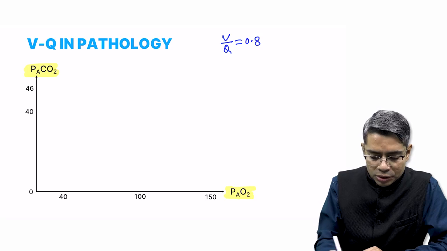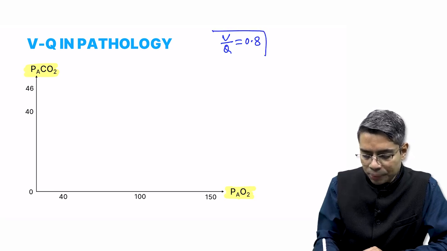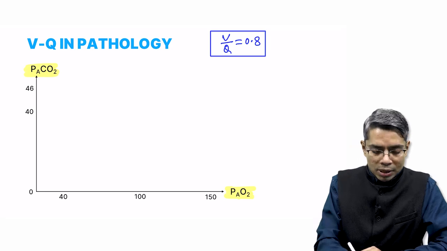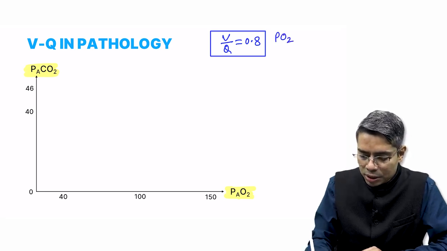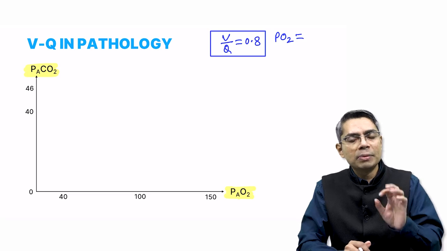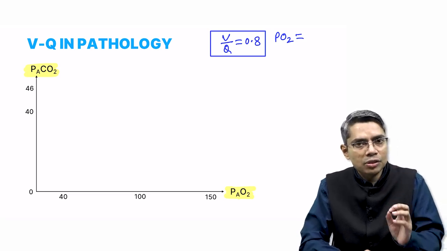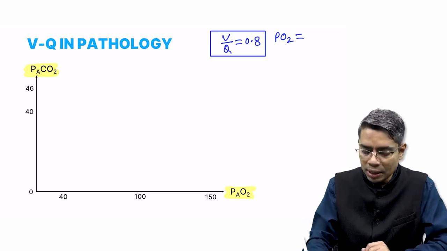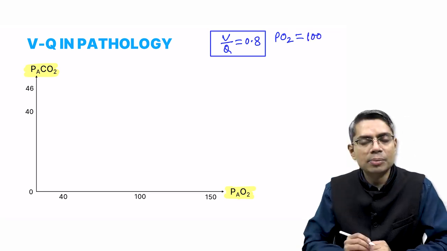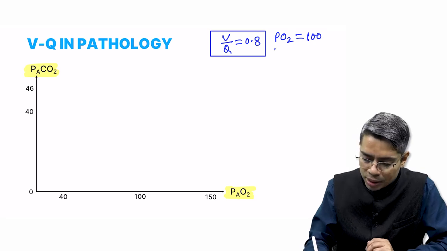Whenever the VQ ratio is 0.8, normal VQ ratio, what is the partial pressure of oxygen in this condition? I told you VQ ratio 0.8 means that is the average ratio. Average ratio is seen in which part of the lung? Middle part of the lung. At the level of the middle part, what is the partial pressure of oxygen? 100 millimeter of mercury. At the middle part, what is the partial pressure of carbon dioxide?